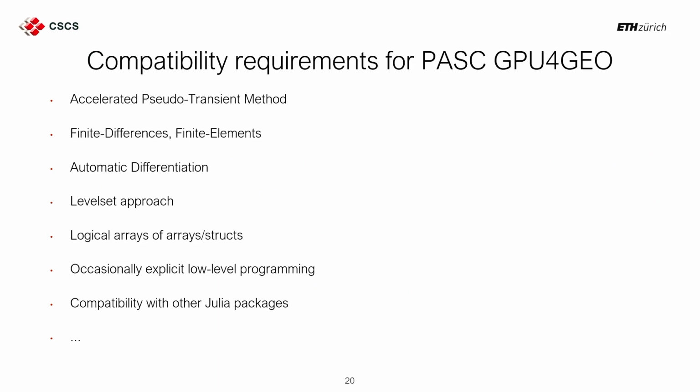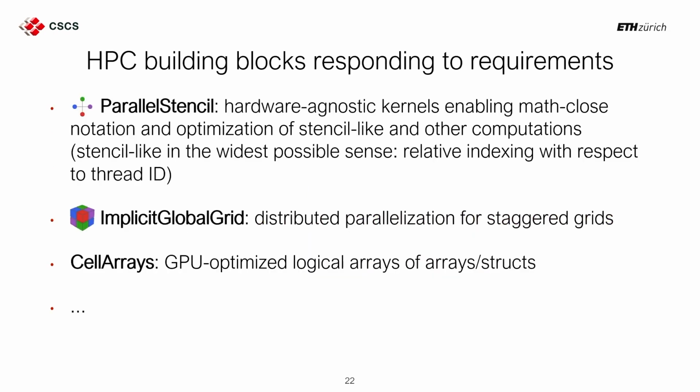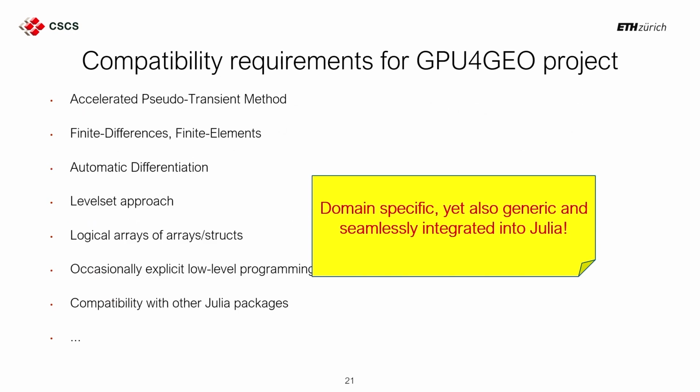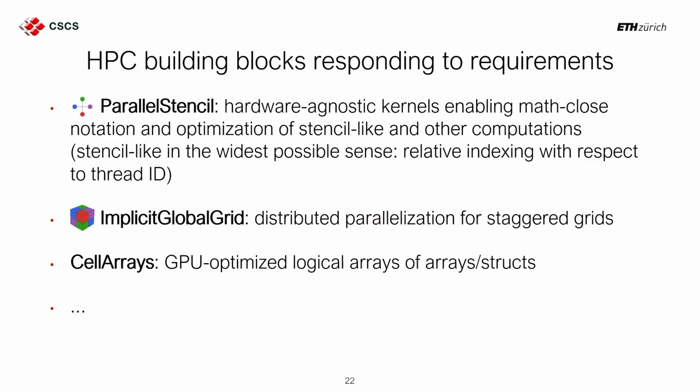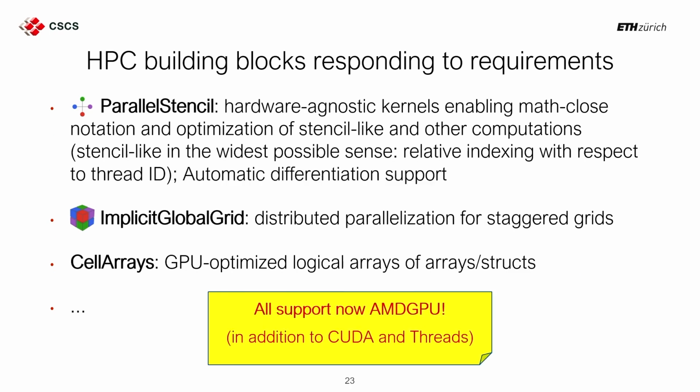So very shortly on our building blocks, we have many requirements. We want to use automatic differentiation, a level set approach, etc. Occasionally we want to do explicit low-level programming and have compatibility with other Julia packages. So our building blocks should respond to all of this. We want something domain-specific, yet also generic and seamlessly integrated into the Julia world. And these are the building blocks mentioned already. Particularly interesting is that in ParallelStencil we have automatic differentiation support powered by Enzyme. And everything works also on AMD GPU and CPU, of course.